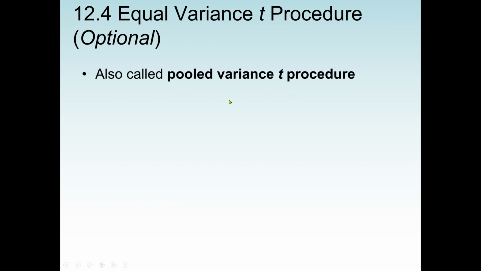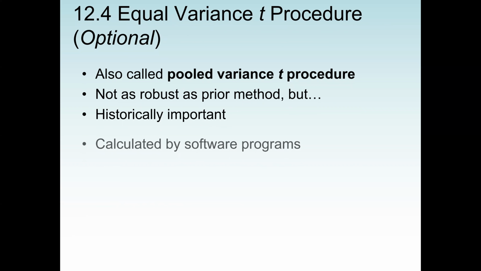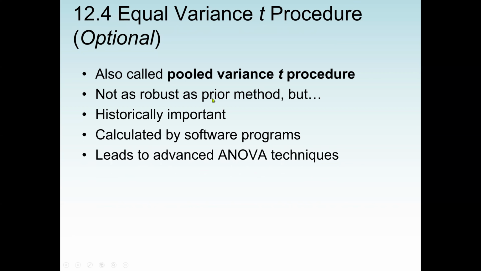So this is also called the pooled variance T procedure. And here we say that it's not as robust as the prior method, but it's historically very important. And it can also be calculated by using, again, a software program. And that, again, as we said earlier, will lead us to advanced ANOVA techniques.